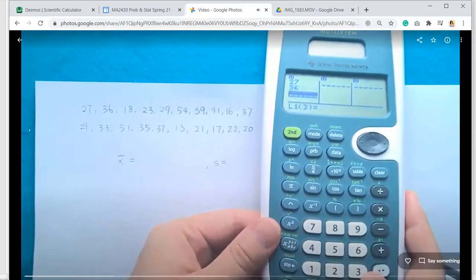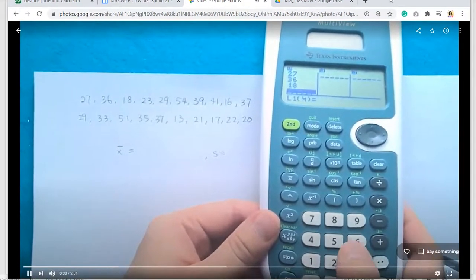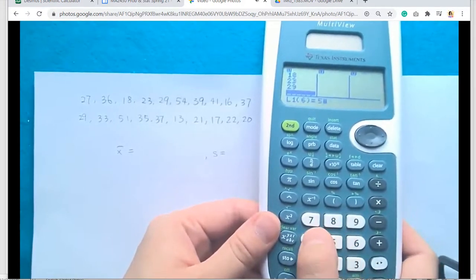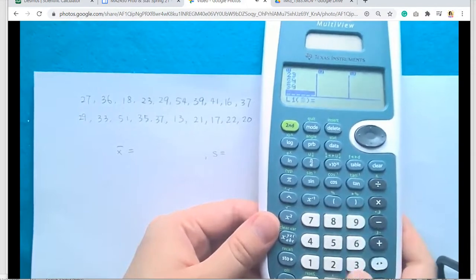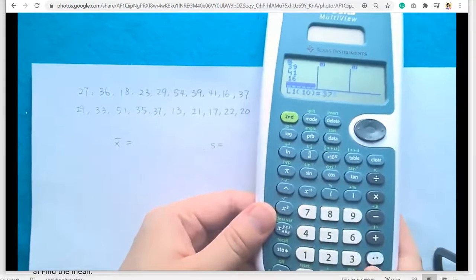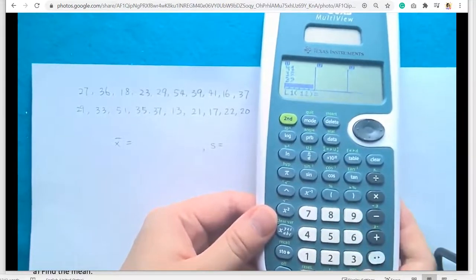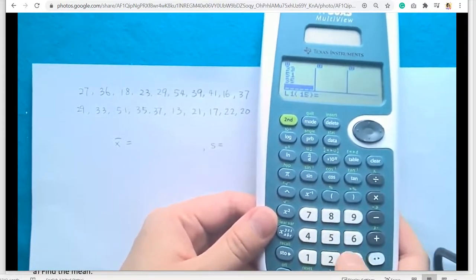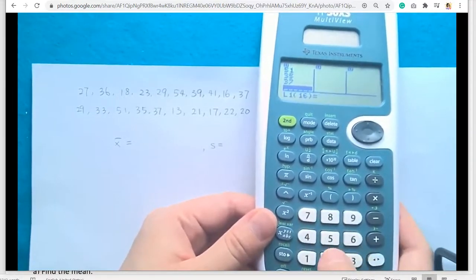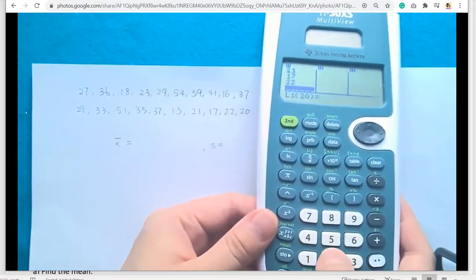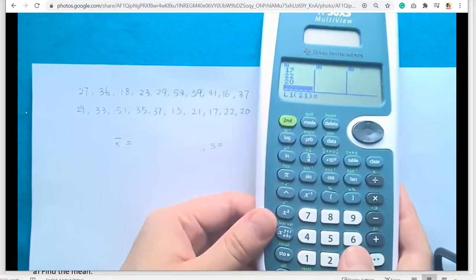27, 36, 18, 23, 29, 54, 39, 41, 16, 37, 29, 33, 51, 35, 37, 13, 21, 17, 22, and 20. Okay, so we have 20 numbers.